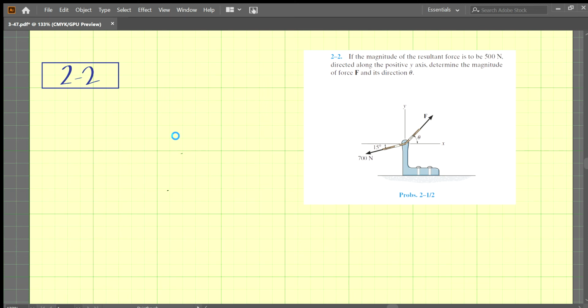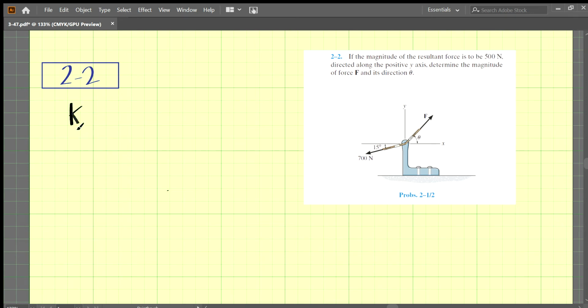Okay, let's try problem 2.2 here. In this problem, we are given that we have two force vectors, F and 700 newtons. We do not know the magnitude of force F, and we do not know the angle that it acts at. But what we do know is if we add these two forces together, we want a resultant force that acts directly in the positive y direction, and that is supposed to be 500 newtons.